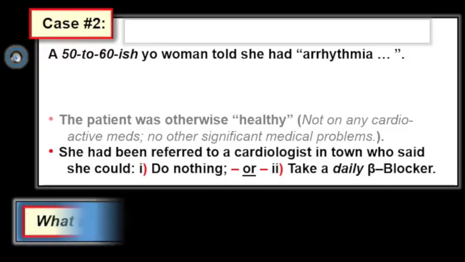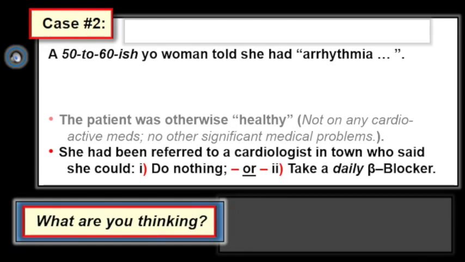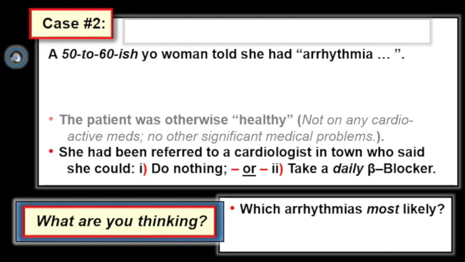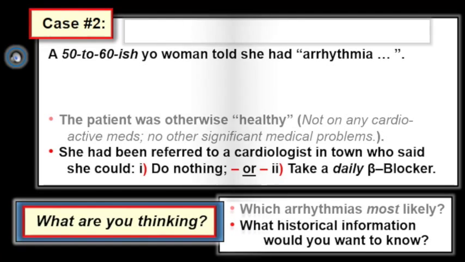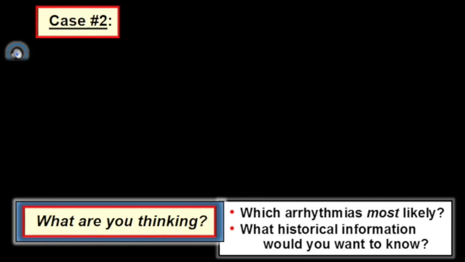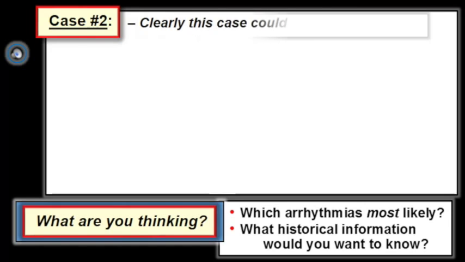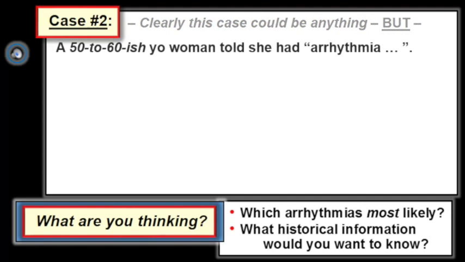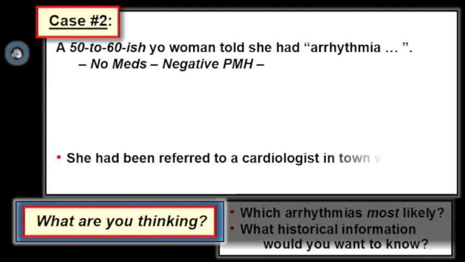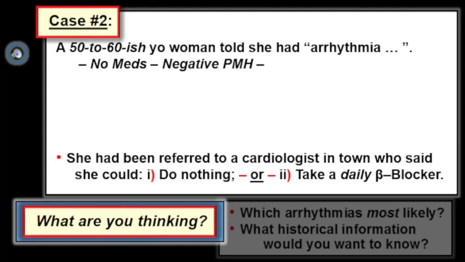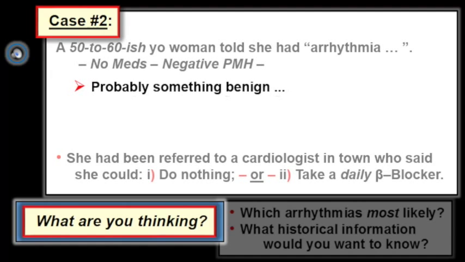What are you thinking? Which arrhythmias would you think might be most likely in this case? And what additional historical information would you want to know? Now, clearly, this case could be anything, but given that the patient is a 50 to 60-ish-year-old woman with some type of arrhythmia, but on no medications and with no significant medical history, who had already been seen by a cardiologist who said she could either do nothing or take a daily beta blocker, she probably has something benign.